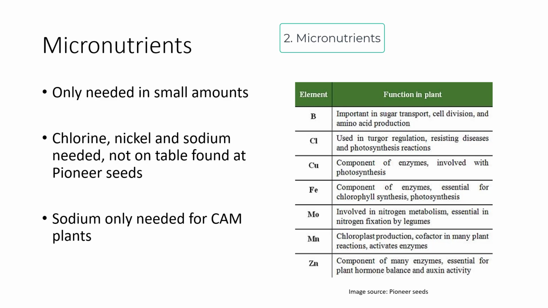Micronutrients are only needed in small amounts, things like boron and chlorine. These are needed in small quantities. There's also nickel and sodium, which isn't found on the table here, which is from Pioneer seeds. Sodium's only needed in crassulacean acid metabolism plants, and we're not getting into that in any depth.